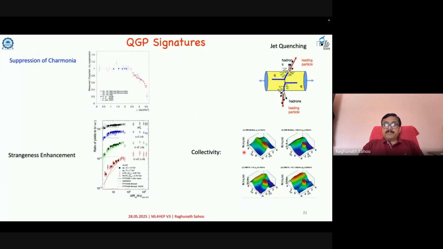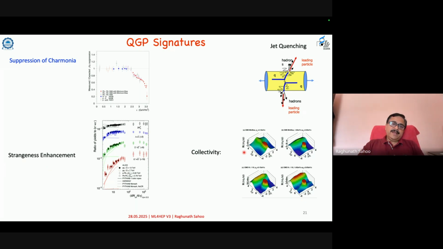So now let me make a little transition towards machine learning application. And before that, I must mention that to probe quark-gluon plasma, because I already convinced you that the criticality is achieved, I should have all the indirect probes to probe quark-gluon plasma, because this is a plasma with a lifetime of 10 to the power minus 23 seconds. I cannot have a direct probe or direct signature of quark-gluon plasma.